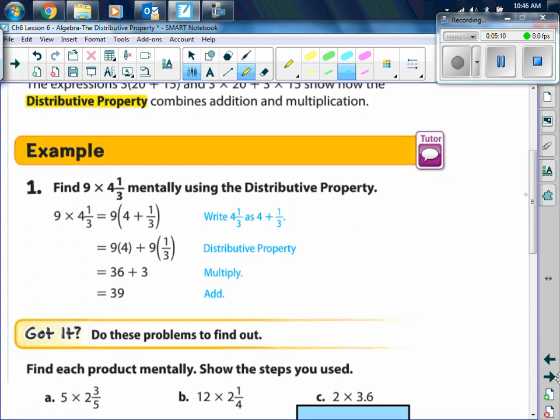Now we can use our distributive property by taking the number on the outside of the parentheses and multiplying it times everything on the inside of the parentheses. So 9 times 4 is 36. And 9 times 1/3 is 3. And then you can just add 36 plus 3 gives me 39.